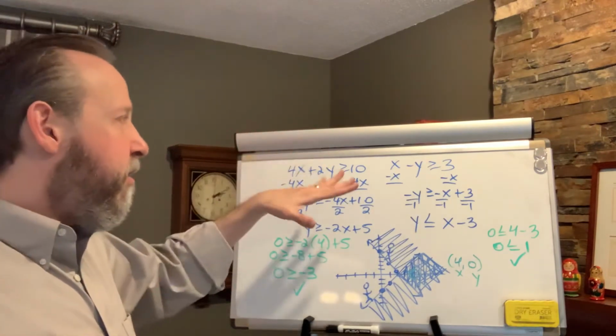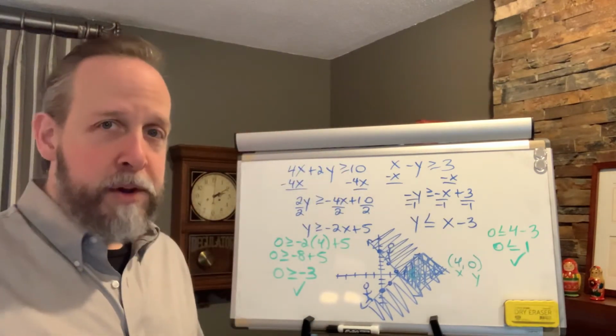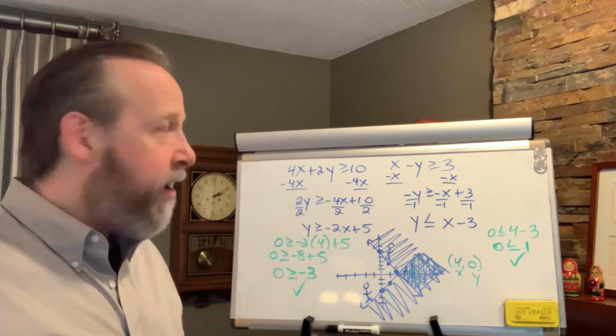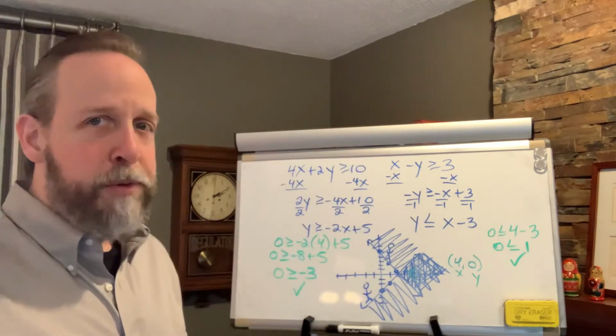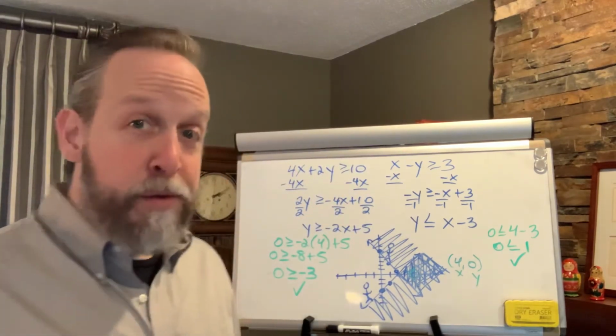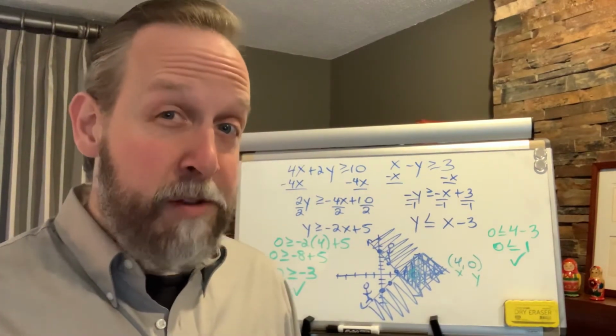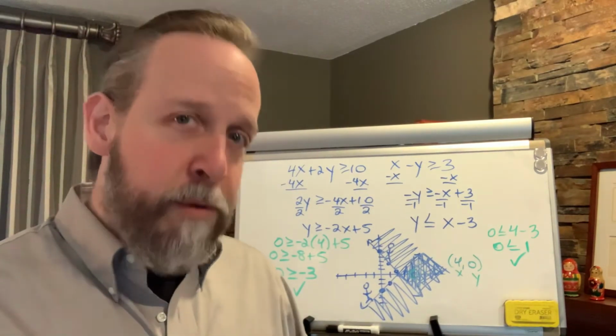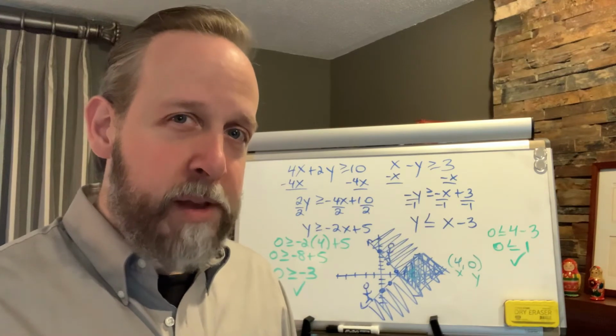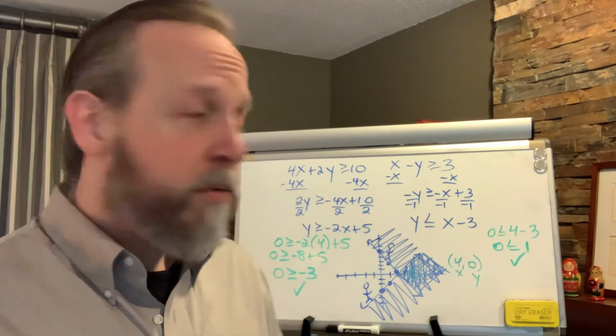Again, it's easiest to graph them when they're in slope-intercept form. So take that time, carefully put them in slope-intercept. Please remember again, when you divide or multiply by a negative number across an inequality, it reverses the symbol. If you don't do that, it's going to lead to some wrong answers.